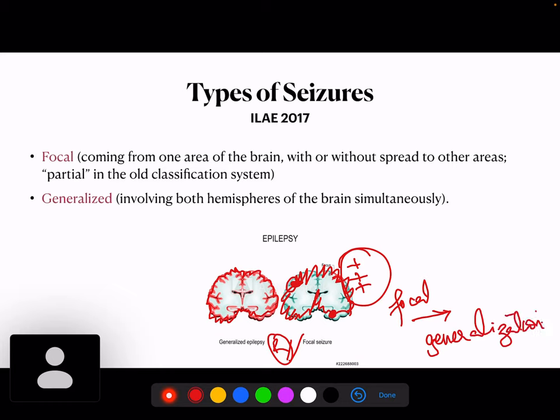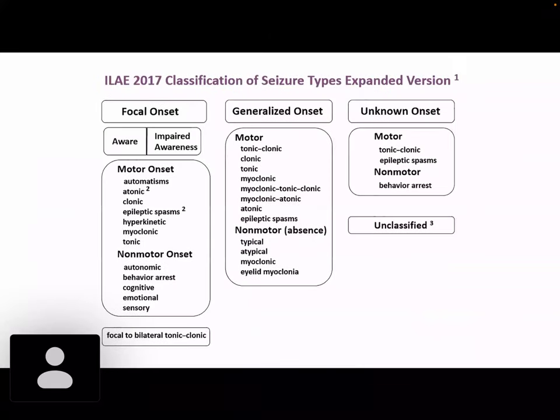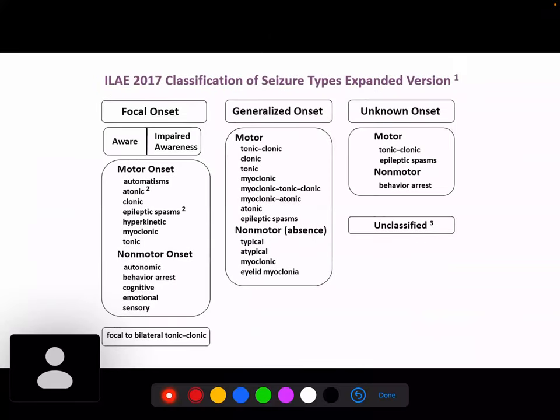So we must see where the seizure started. If the seizure started focal, then we'd put it in focal epilepsies. If the seizure started in the entire brain at the same time, we'd name generalized seizures. So this is a very easy classification. It used to be very difficult. It came in the last 5 to 6 years. So you basically need to remember if the seizure was focal or generalized, the patient was aware or impaired awareness.